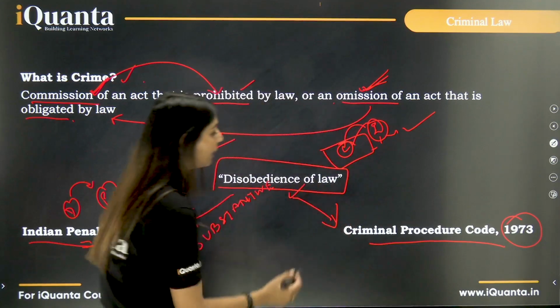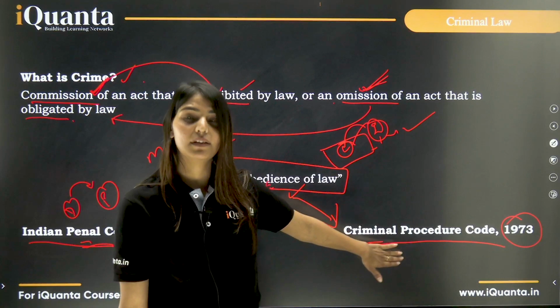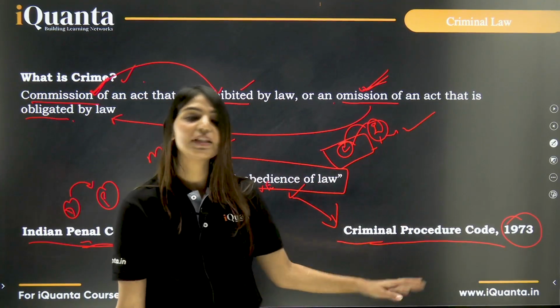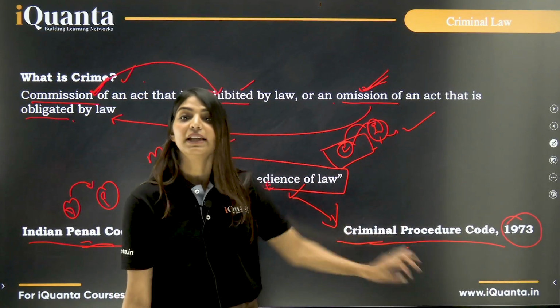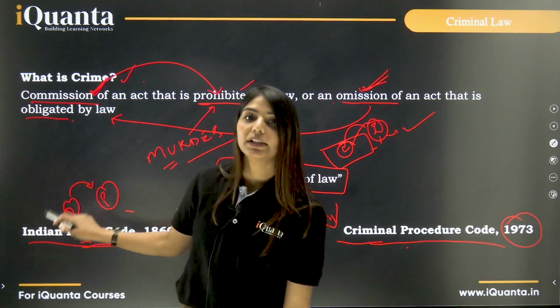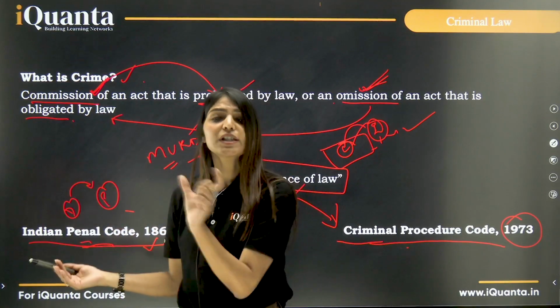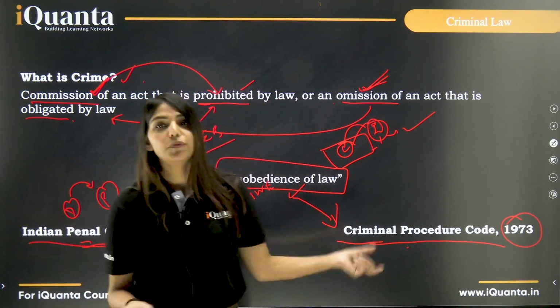But when we talk about the Criminal Procedure Code, the name itself is telling. It means the procedure that would be followed so that the laws given under the IPC and various other smaller criminal laws can be followed properly, right?